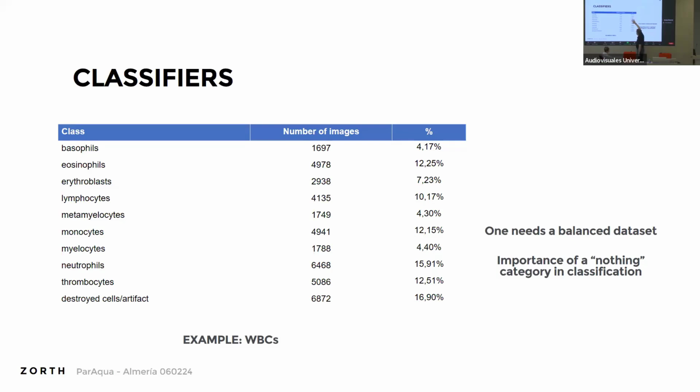The first one is that your data set should be as homogeneous as possible, so it should be balanced. The second thing that is important is this last line. You can see destroyed cells artifact. Why do we include that? We include that because it's super important when you're doing classification to have a nothing category. So anything that the AI won't understand gets into that nothing category, instead of forcing it into finding something that is not here. It's good to have some crap and to label it as crap.